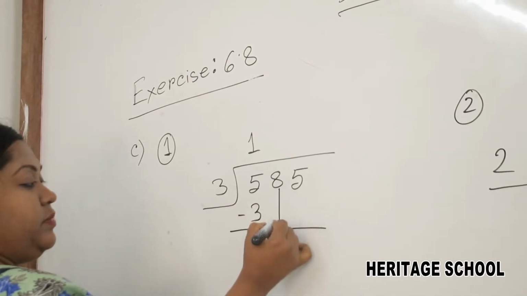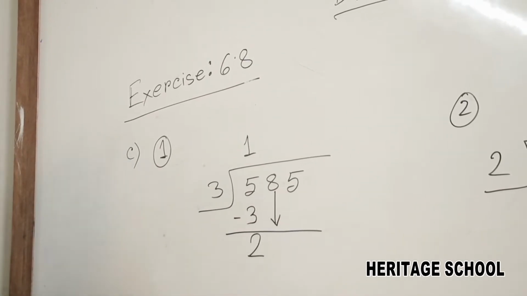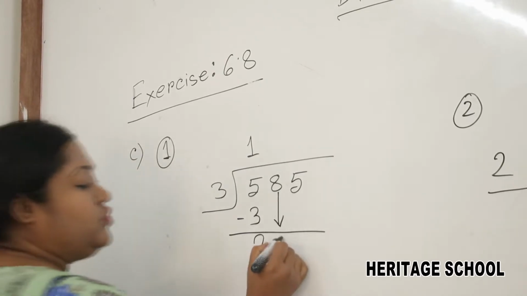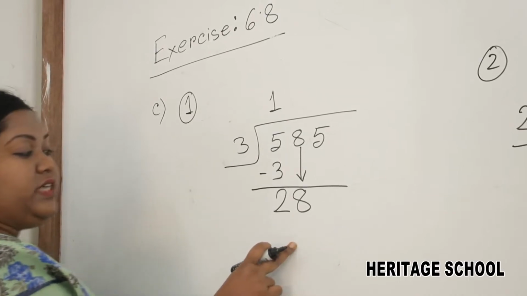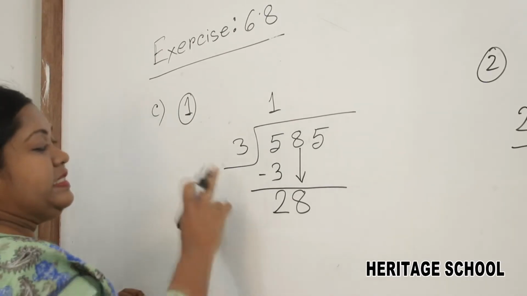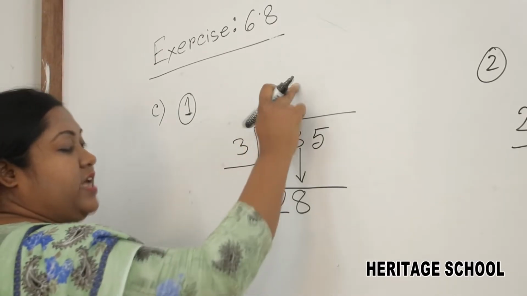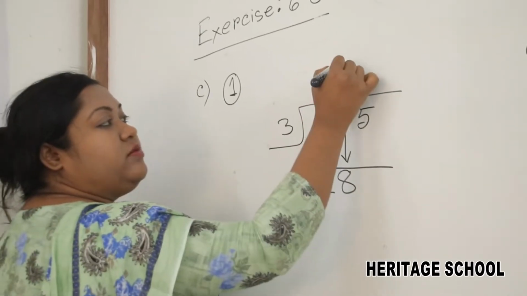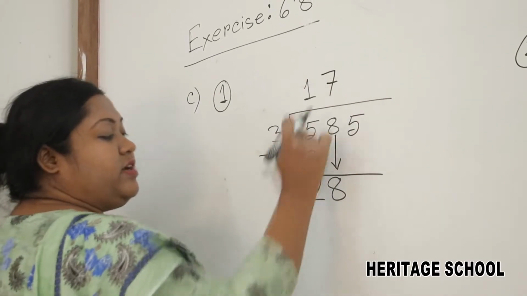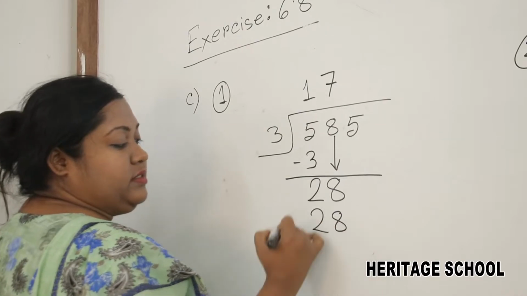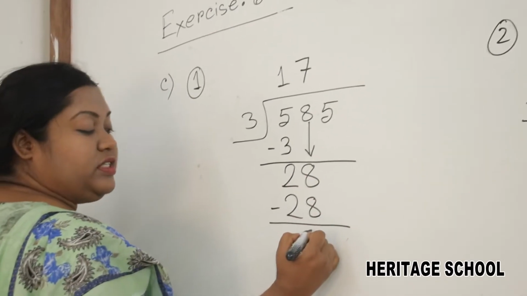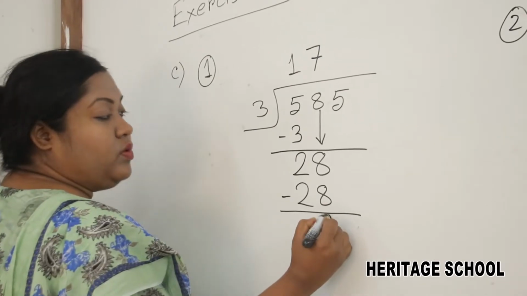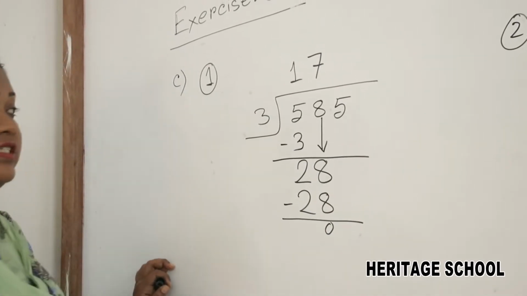2. Next step, I have to take the next digit 8 beside of 2. Now it becomes 28. In the 3 tables, 3 sevens are 21... so in quotient I have to write the 7. Now I have to do the subtraction. 28 minus 28 is 0. But my division is not finished.